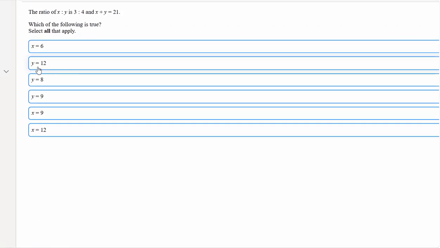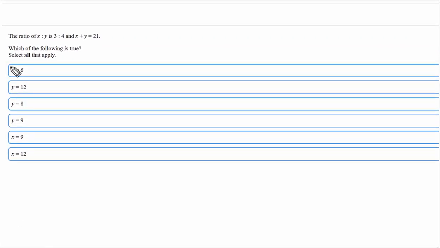Okay, now we're talking about ratios here. Whenever we talk about ratios, remember that the ratio given to you is in the simplest form. First, you need to understand which direction they want you to go. So let's understand that. The ratio of x to y is 3 to 4, and x plus y is 21. So for example, let's do that.